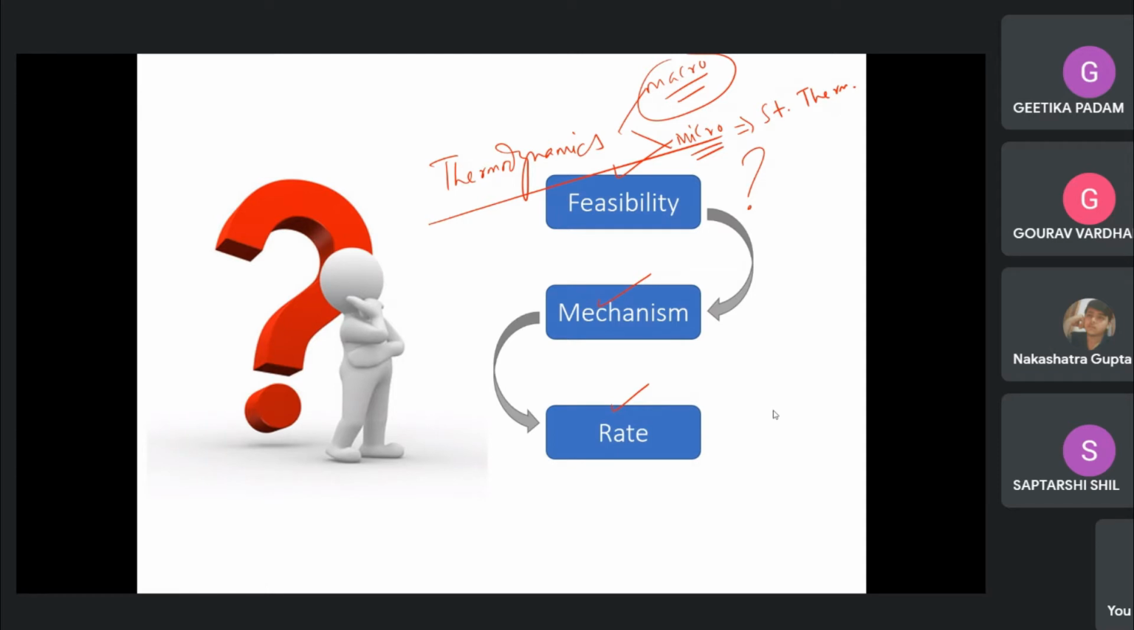Anyway, next we'll go to find the answer of the mechanism. For mechanism, we have to look into another topic, that is kinetics. Both the topics were there in the intermediate level, and you will find both the topics whether you go to engineering science or life science or medical science, anywhere. So kinetics gives you the mechanism. What are the steps involved in the process?